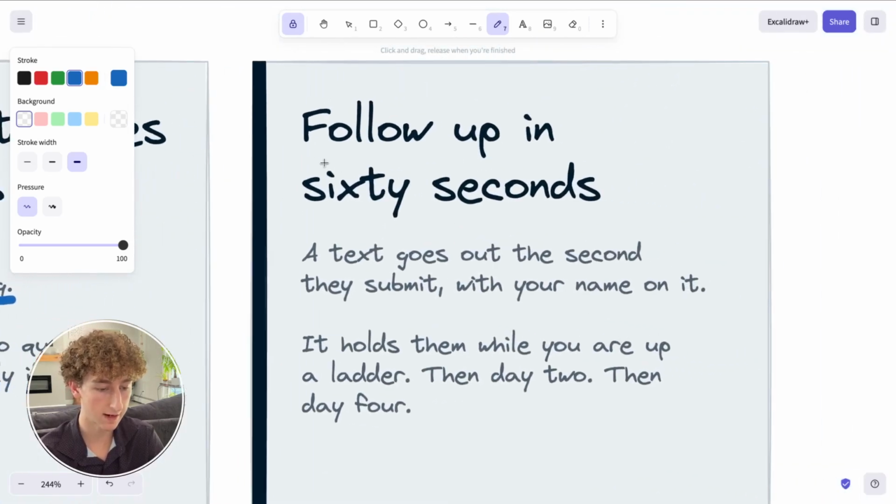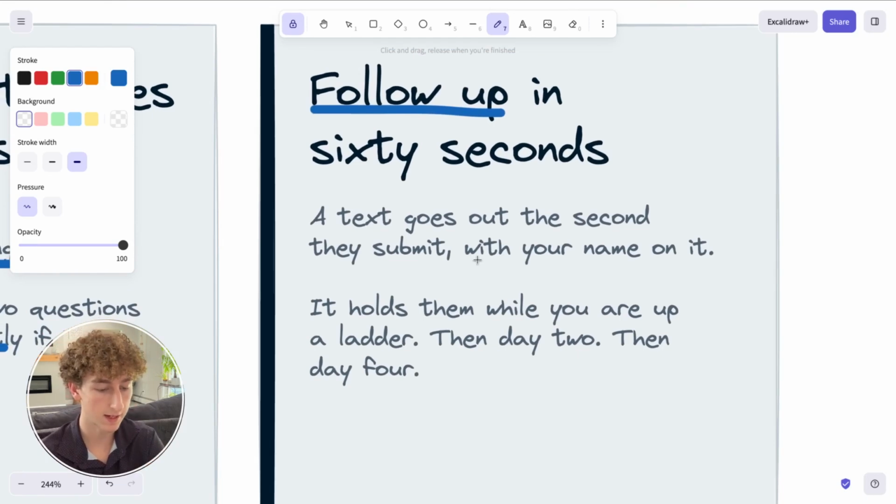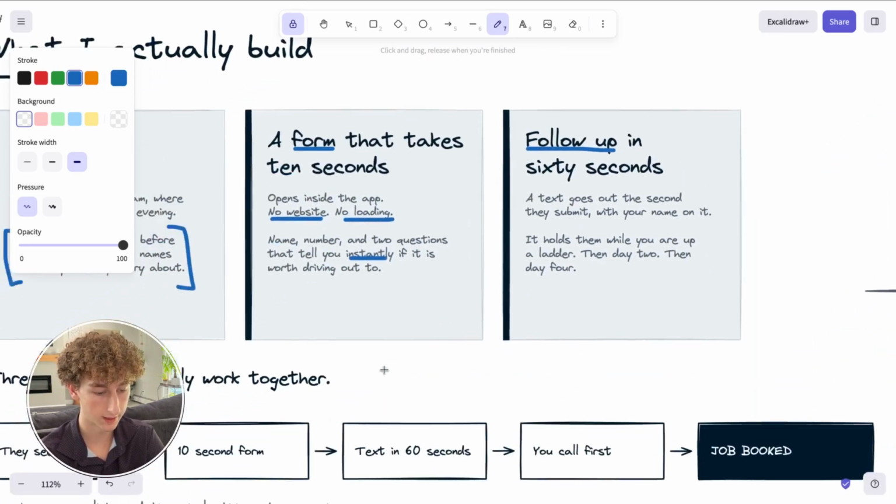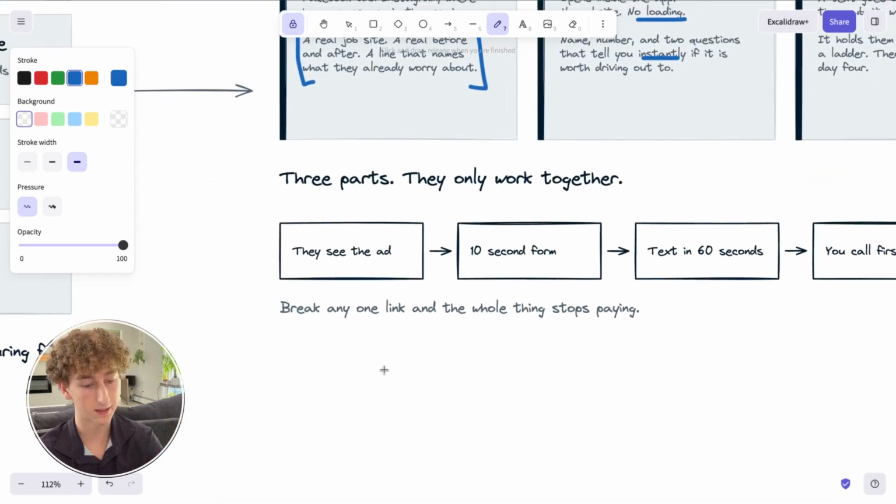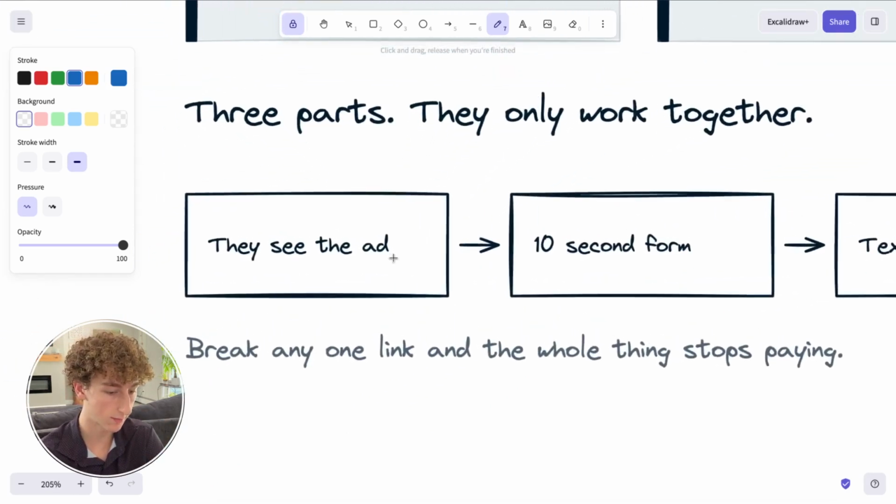And then the last thing we have built for you guys is a follow-up system, which is basically when someone submits a form, a text goes out the second they submit, with your name on it or your company's name on it, saying that you're basically going to call them back as soon as you can. And then from there, all you have to do is call them. And obviously speed to lead is important. So as quickly as you can call them is ideal.